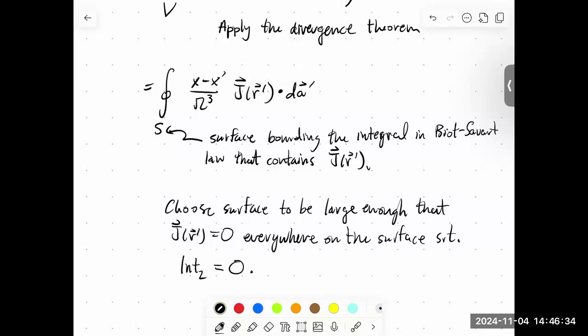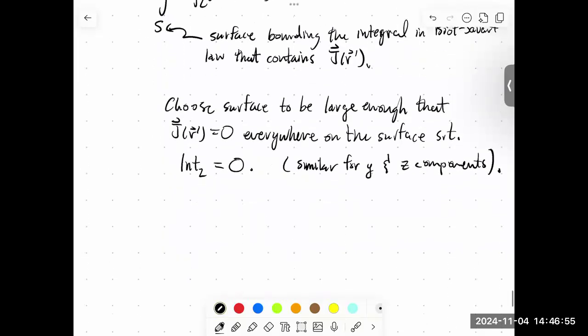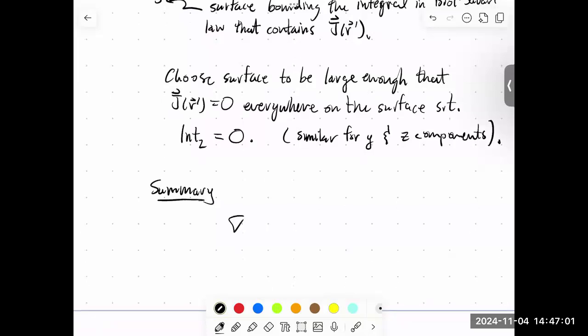We've only done the x component, but nothing changes about the argument for the y or z components. Okay, so it's similar for the y and z components. All right, so then the summary is the following. Here are the important results. The divergence of B is 0, and the curl of B is equal to mu naught J.